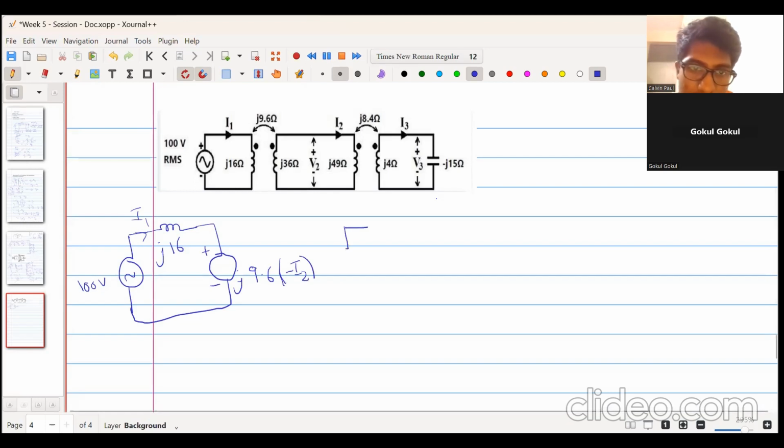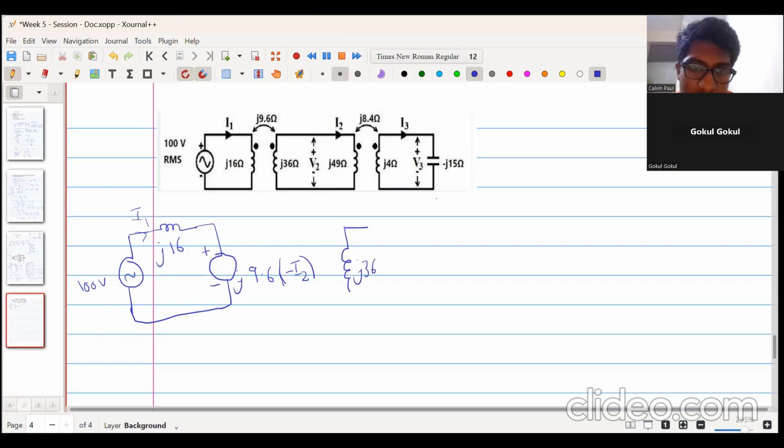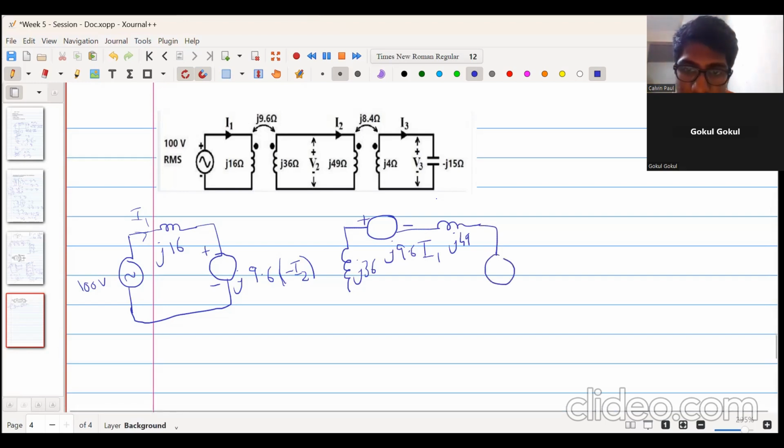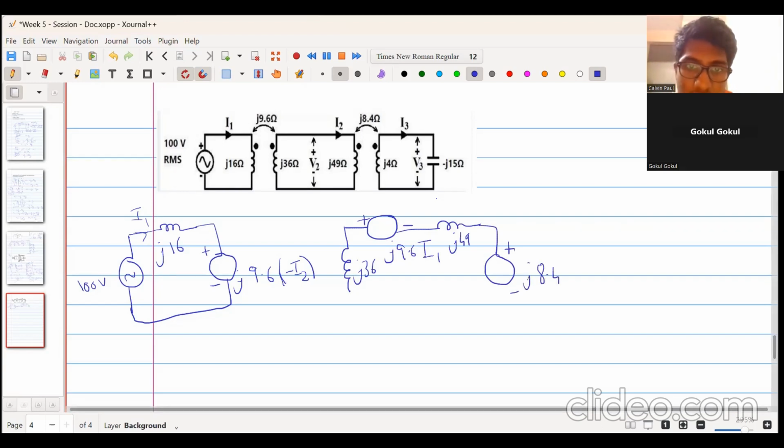Similarly, for the next part, it is J into 36. Then the coupling from the mutual coupling. At the dot, this will be plus. This will be minus J into 9.6 into the current flowing into the dot over here. Current flowing into the dot is I1. So this will be J into 9.6 into I1. Similarly, there's this J49 because of this one. Then add this dot. This is the top part, so over here the top will be plus, this is minus. J into 8.4 into the current flowing into this dot, that is minus I3. So this is the middle circuit.